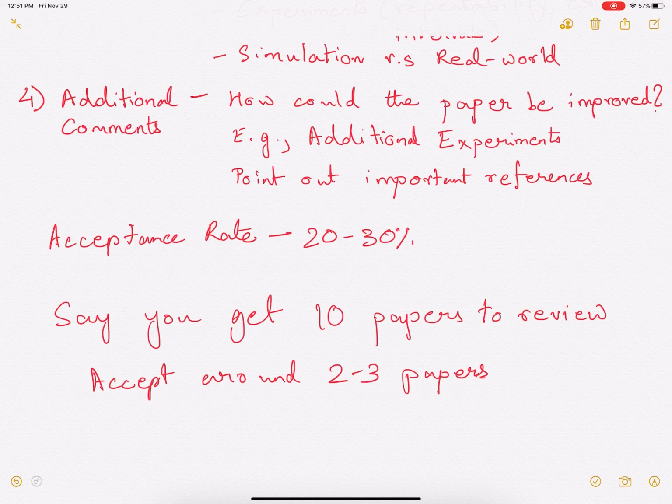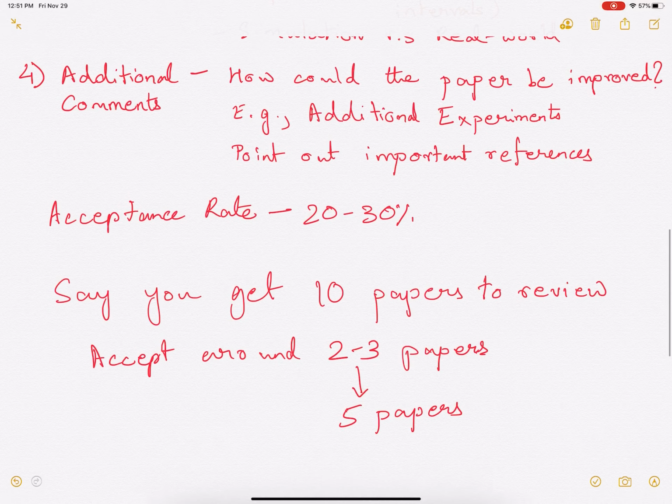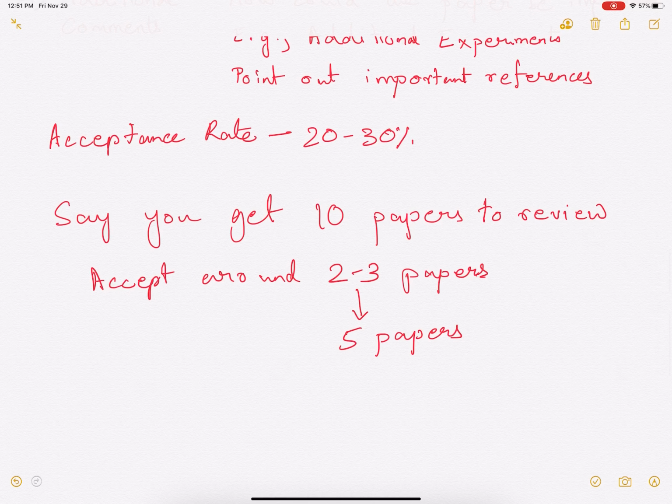Some conferences may have an acceptance rate of 40%, then it will go up to 4 papers out of 10. And this is not something you have to always adhere to. Sometimes maybe you get a great batch of papers, so this can actually increase to 5 papers if you feel that all the papers that you got are really good. So you might want to accept more papers. Sometimes you get a batch of papers which are not that good.